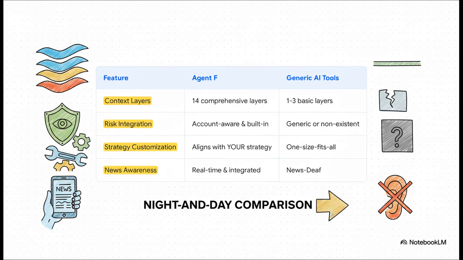This table just sums it all up perfectly. On one side, you've got Agent F with its 14 comprehensive context layers. And on the other, you have the generic tools with, maybe one or two basic layers? Agent F has built-in account-aware risk management. The others are generic or have nothing at all. It aligns with your strategy, not some one-size-fits-all model. And it's aware of news in real time, while the others are completely news-deaf. It's really a night and day comparison.